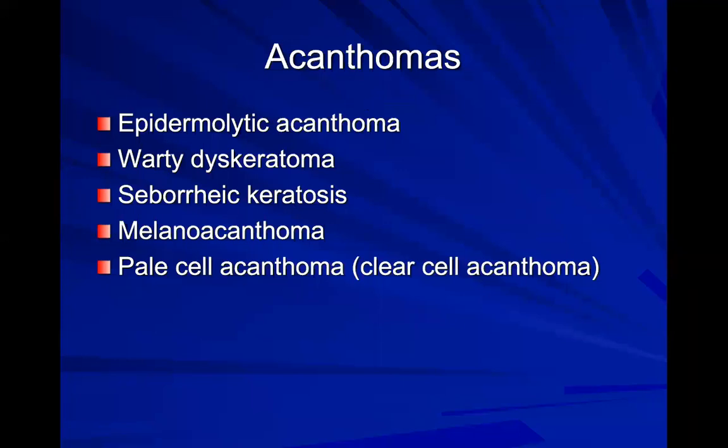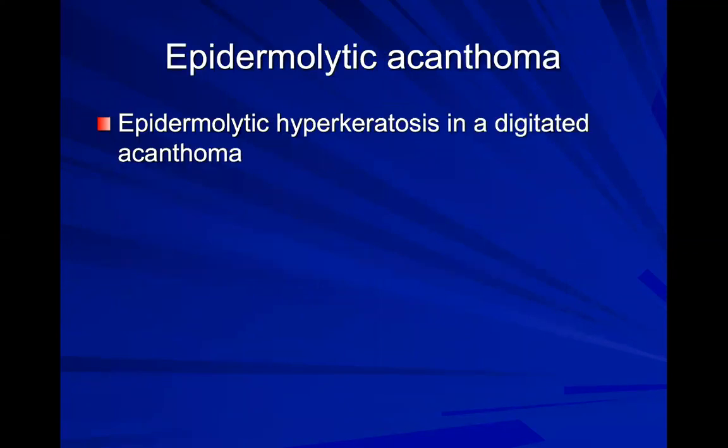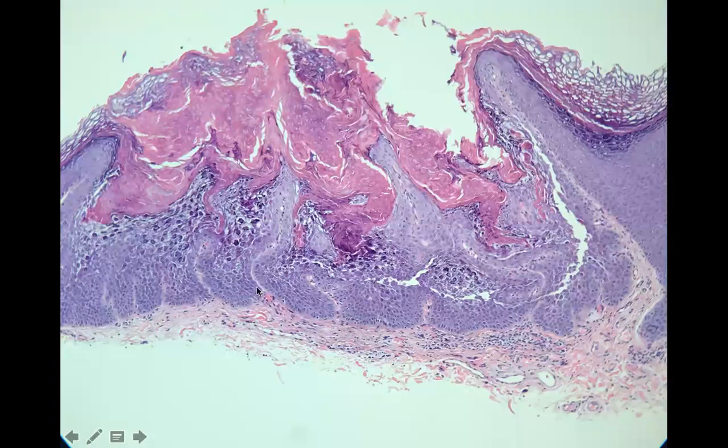Okay, so acanthomas, what are acanthomas? Well, they're things that are overgrowths of the epidermis, but not exactly a tumor per se. So an epidermolytic acanthoma is basically an overgrowth of the epidermis, kind of a seborrheic warty growth that has the epidermolytic hyperkeratosis in it. So you see this shape, it's very warty looking, your papillomatosis, you've got this inward curving of your rete ridges that looks warty, and then you have the epidermolytic hyperkeratosis changes.